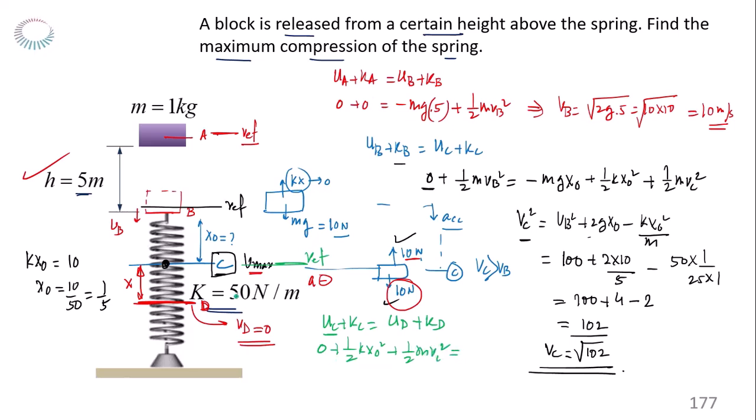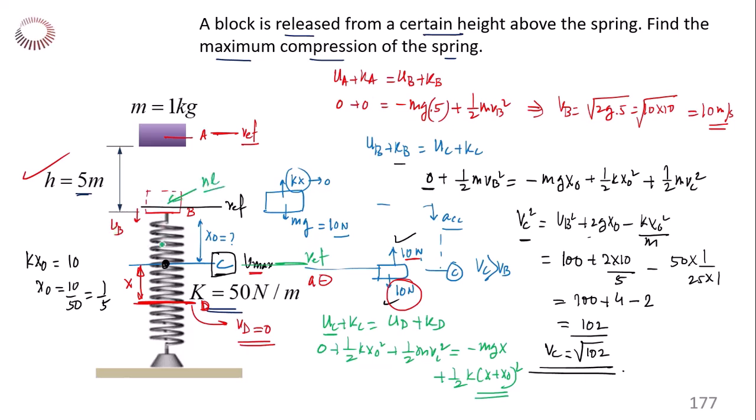Now what is UD? At point D, gravitational potential is equal to minus mg into x. And spring potential is equal to how much? Half k into x plus x naught square. Why? Because every time you calculate the spring potential energy, you should use the elongation or compression value from the natural length. Natural length is at point B. The spring is at natural length at point B.